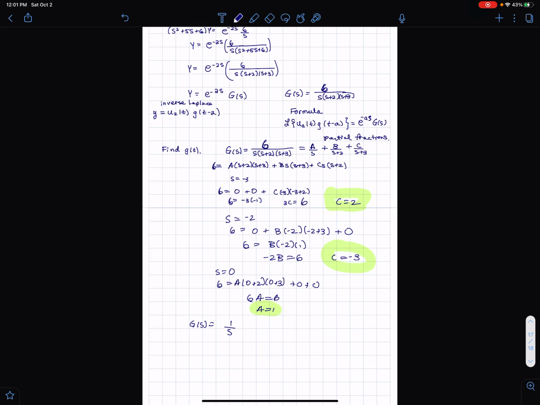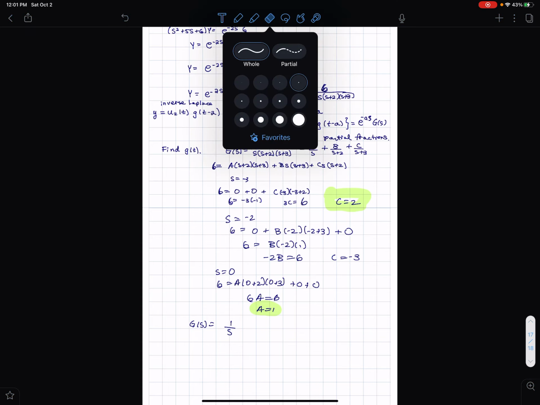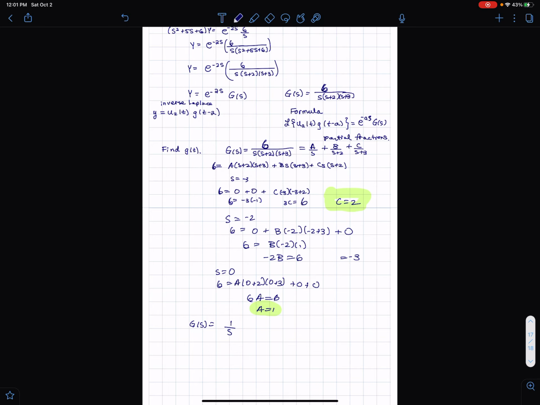Oh, gosh. I wrote c equals -3. How annoying for anybody watching the video. This b is -3. Okay. 1 over s minus 3 over s plus 2, plus 2 over s plus 3.